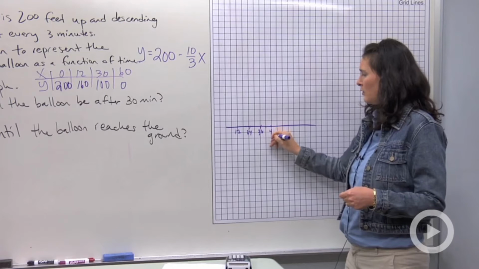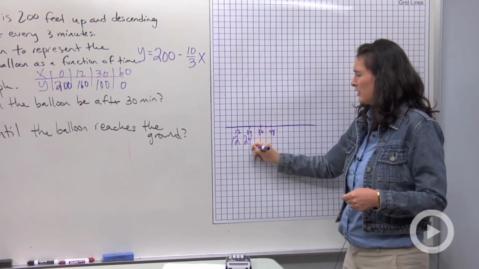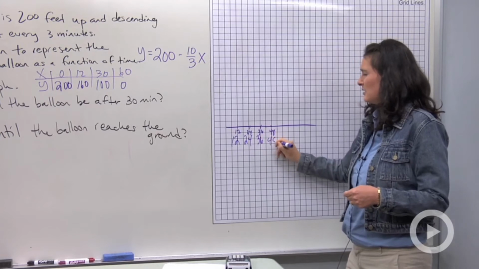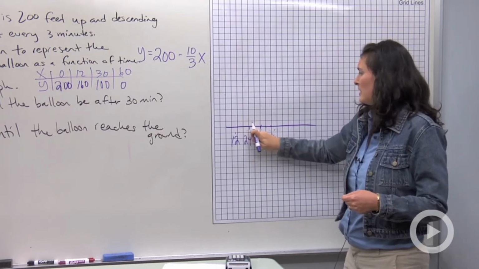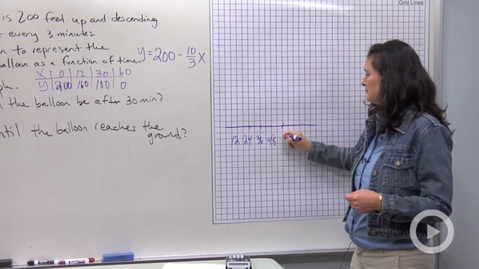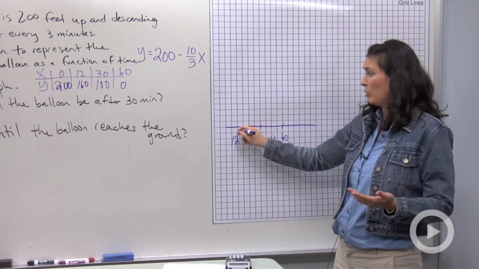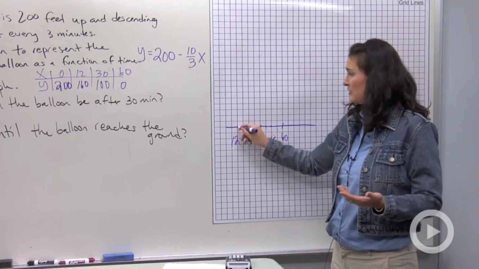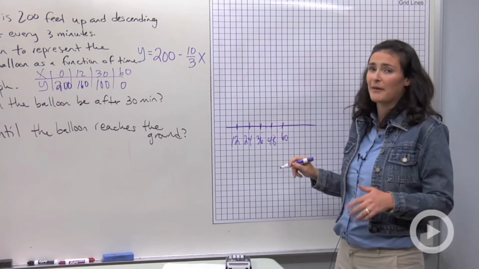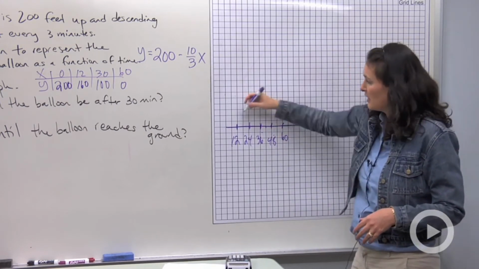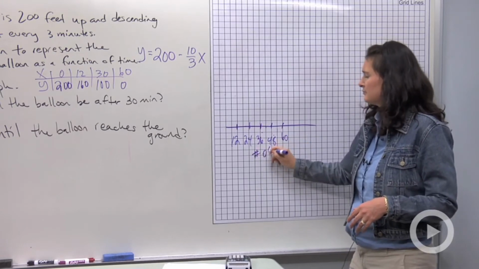36, 48. Let me write those a little bit bigger for you. 12, 24, 36, 48. Hopefully you can see that better. My next value would be 60. So each box represents 6, but then I'm only writing the number for every 12. You're allowed to do that. Just make sure you're skipping by the same number of boxes each time you use 6. That's going to be my X, which represents number of minutes.